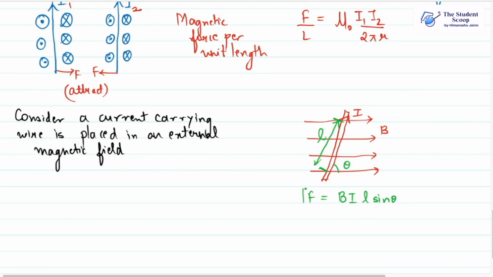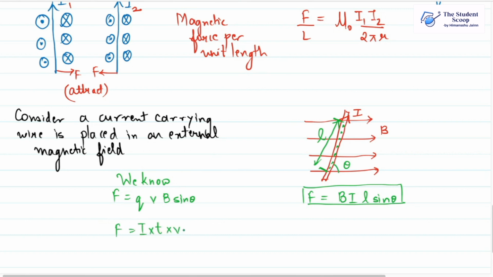Now how did we come to this formula, or how did this formula get derived? What do we know already? Current carrying means there is flow of charge. And when there's a flow of charge in the presence of a magnetic field inside the conductor, we know that F is equal to QVB sine theta. But can we write Q as current into time, so I T V B sine theta? Why is that so? Since Q is equal to IT.